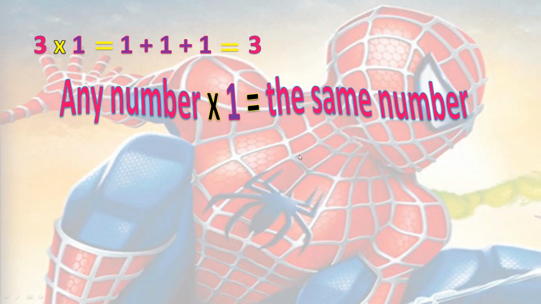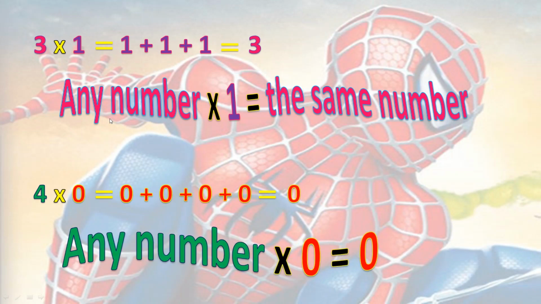What about 4 times 0? That means I repeat the number 0 four times. Repeated addition: 0 plus 0 plus 0 plus 0 equals 0. Actually, any number times 0 equals 0. 0 is the monster. It eats any number in front of it.